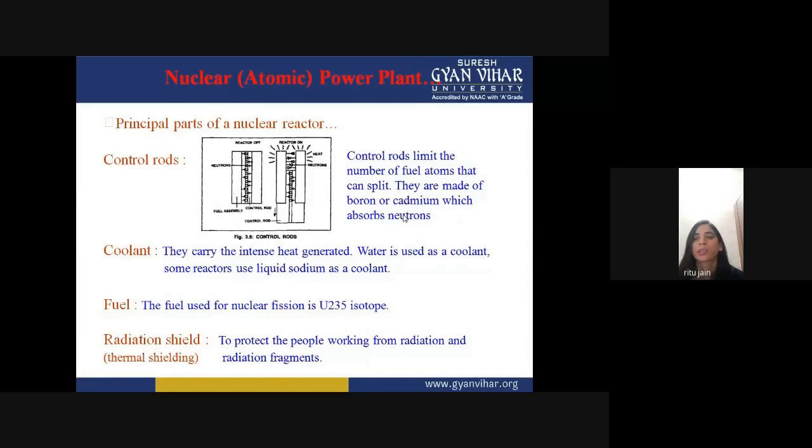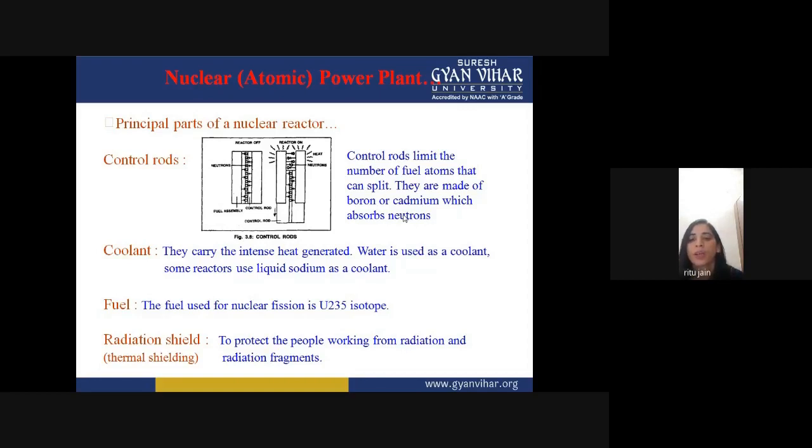Next is your fuel. As fuel, we are using uranium 235 isotope. So the fuel is uranium 235. In a thermal power plant, the fuel is coal.